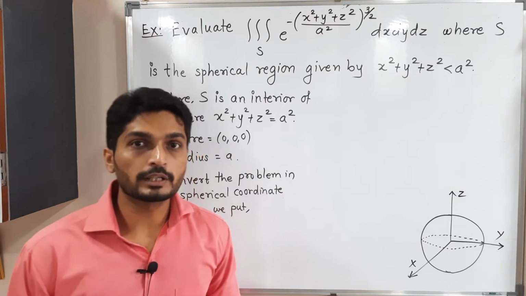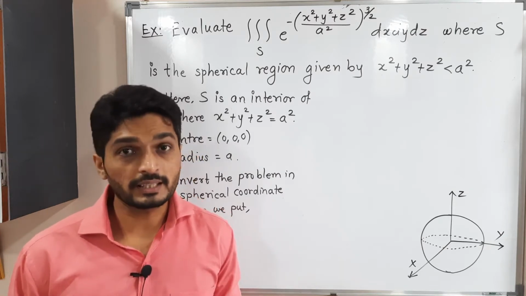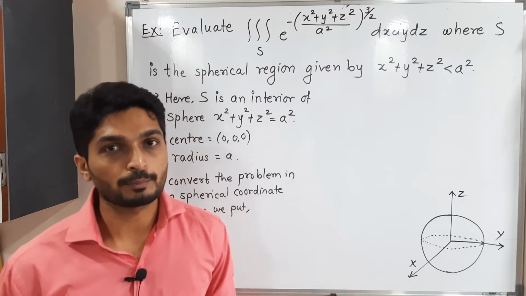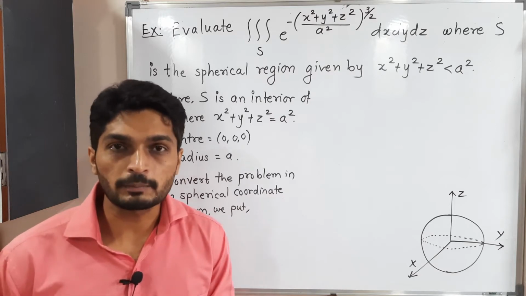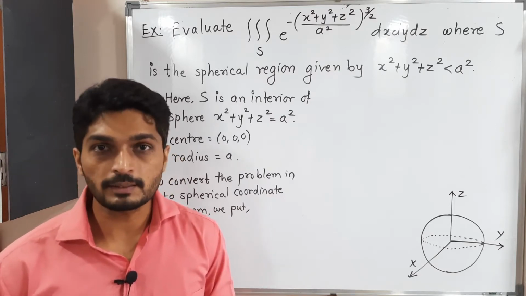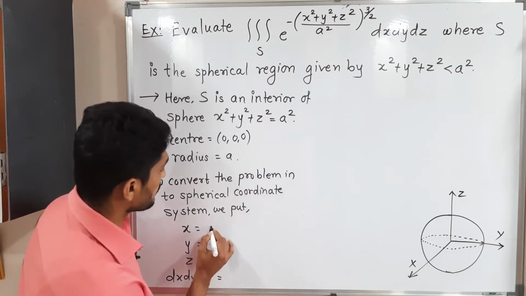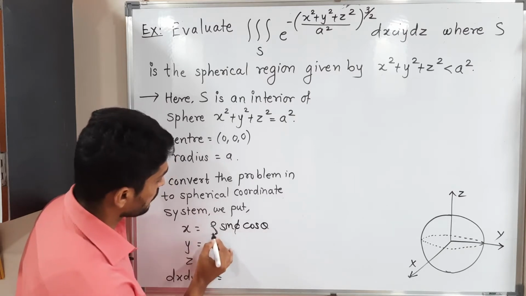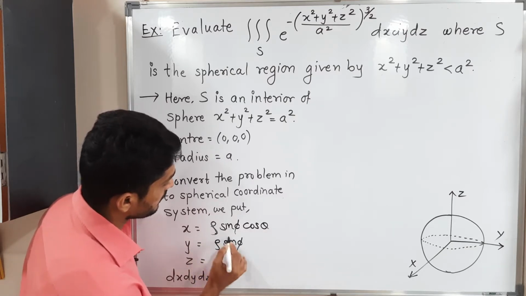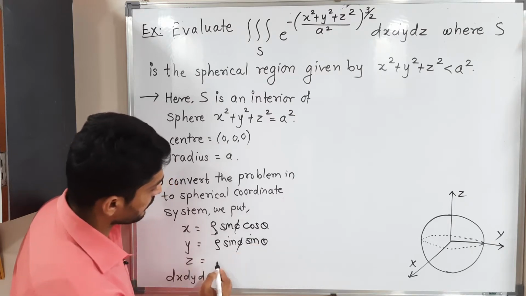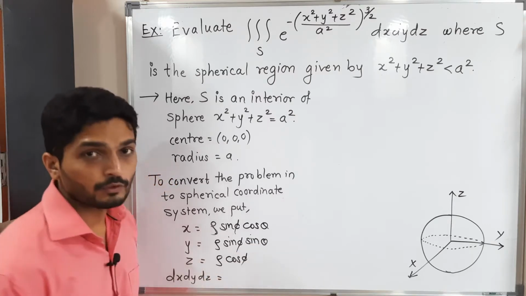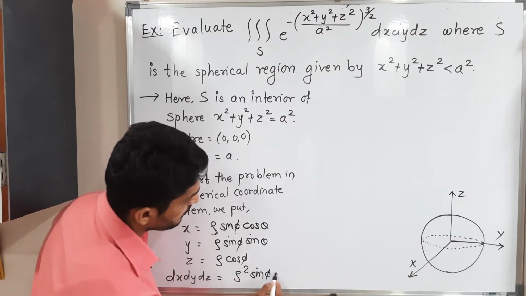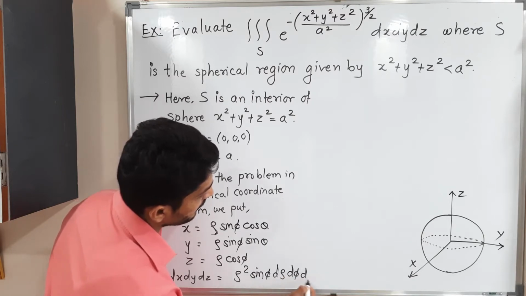Okay, so as I told you earlier, when we have a sphere as a region, we convert the problem into spherical coordinate system. If we convert, then we can easily solve the problem. So what are the substitutions? Can you tell me what we put in spherical coordinate system? x is equal to rho sine phi cos theta, y is equal to rho sine phi sine theta, and z is equal to rho cos phi. Then obviously dx dy dz will be rho square sine phi d rho d phi d theta.